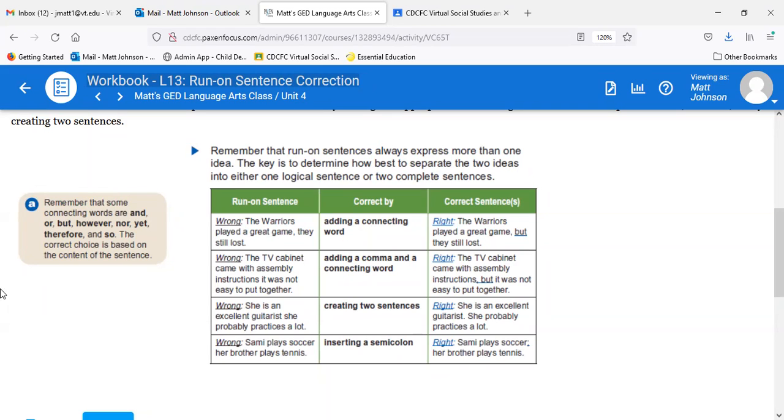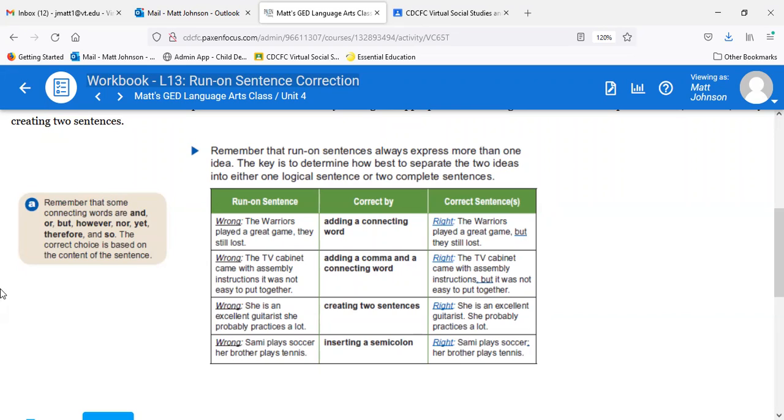Right? Two complete ideas. The TV cabinet came with assembly instructions. It was not easy to put together. Smashing them together, no punctuation, no connecting word. So we add a comma and a connecting word. The TV cabinet came with assembly instructions, comma, but it was not easy to put together.